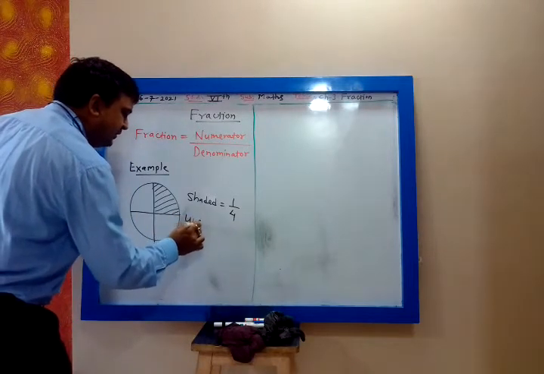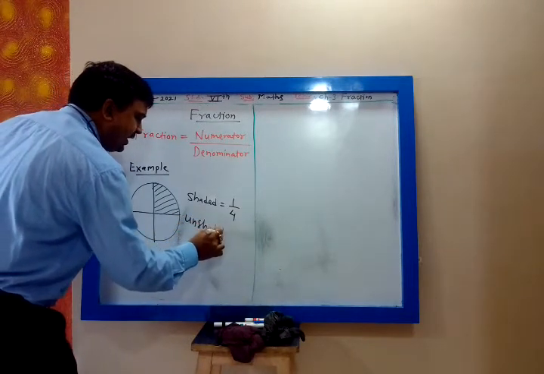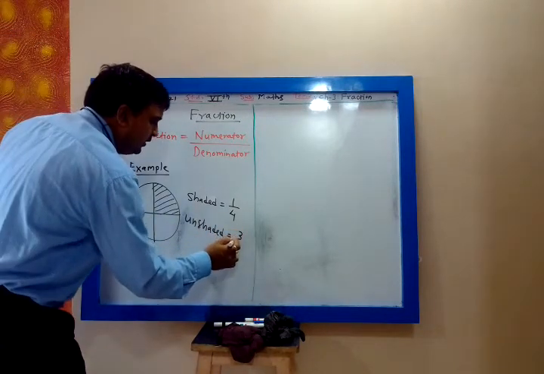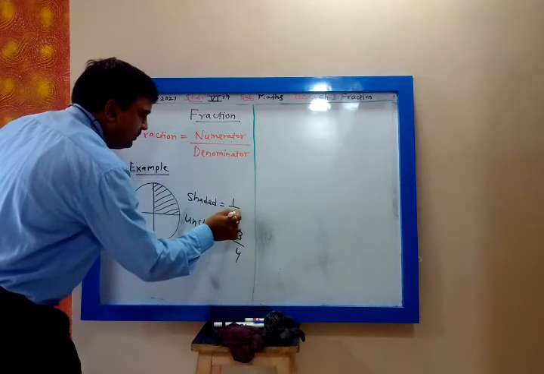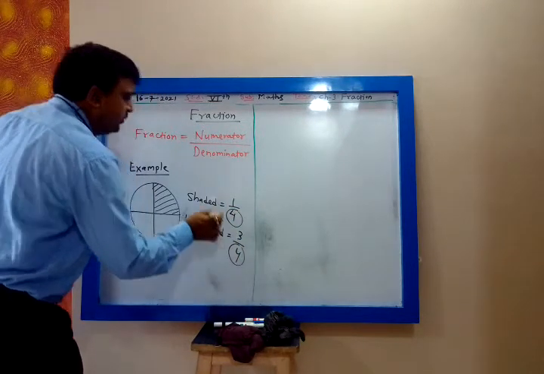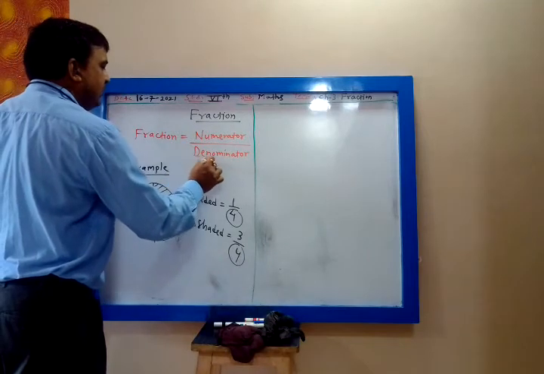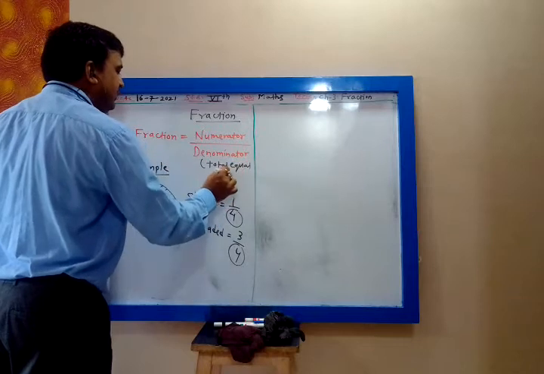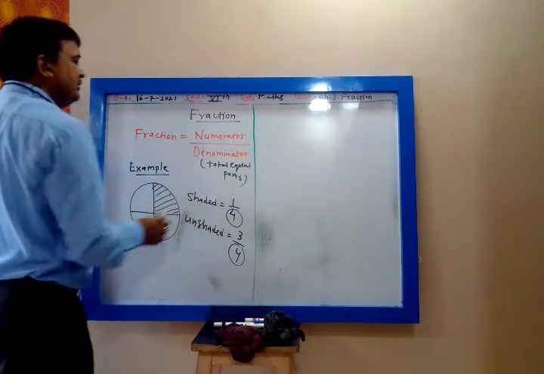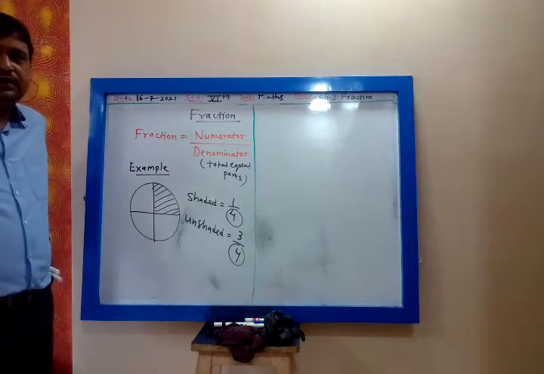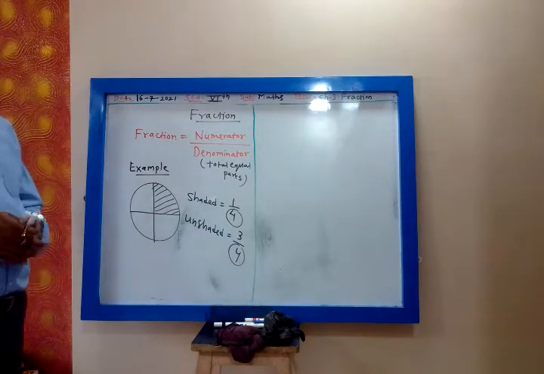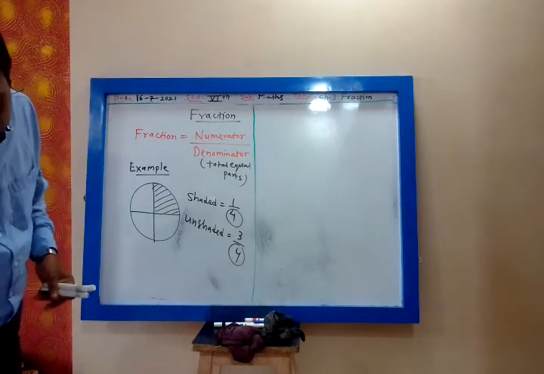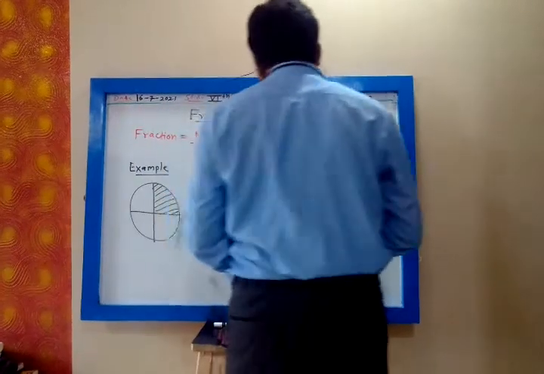Then unshaded. How many are unshaded? 1, 2, 3. So that is 3 upon 4. So here denominator denotes total equal parts. So any fraction will have numerator and denominator. Denominator will be the total number of equal parts. Then we will see type of fractions.